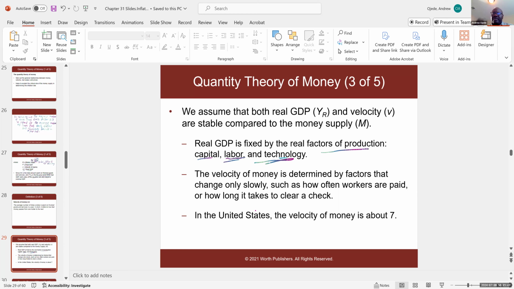So we're assuming that at every point the economy is producing at its maximum capacity. That means you've already fully exhausted your capital, labor, and technology, so your output is going to be fixed. The only way you can increase output is to build more capital, increase labor, or invent some new technology. If those stay the same, your output remains constant. We're also going to assume that the average number of times a dollar bill changes hands in the United States is fixed, which is about seven times by most estimates.